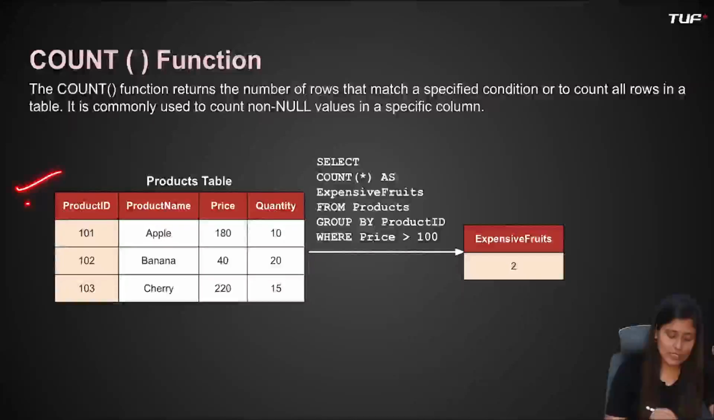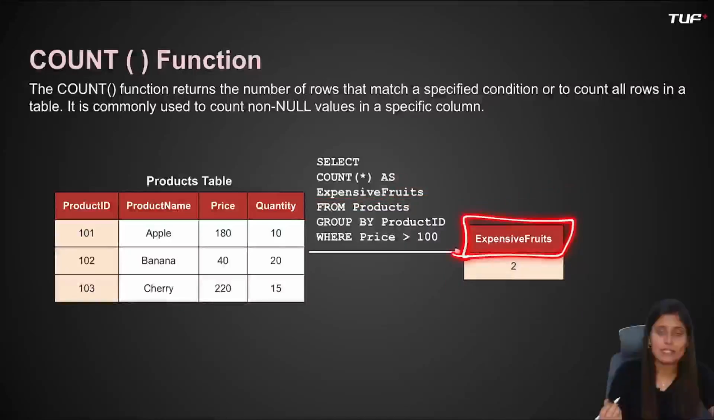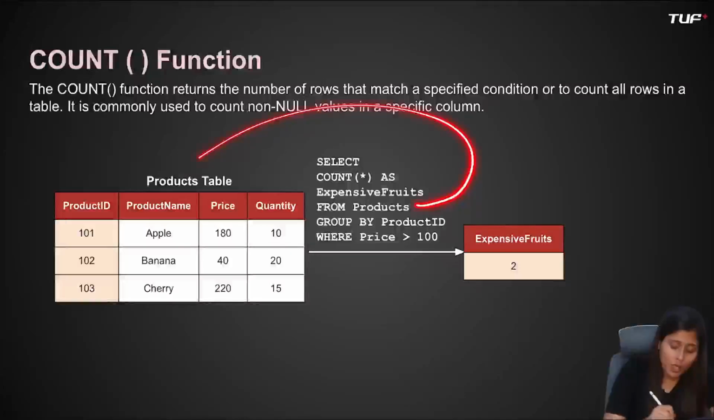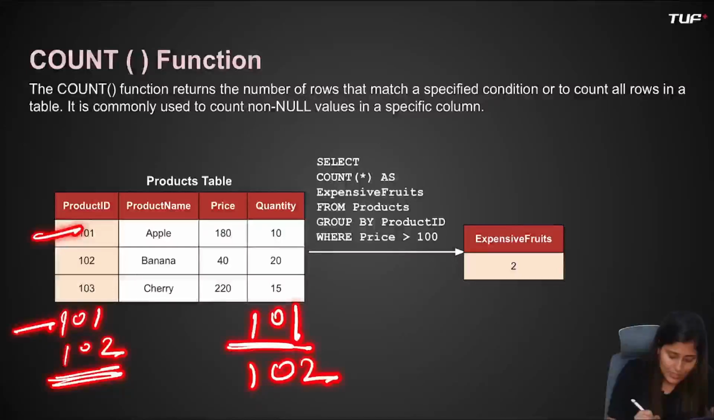If you look at this product table, we have product ID, product name, price and quantity as attributes, and we have 3 rows inserted in it. We are writing the SQL query: select count of all as expensive fruit. In the result the column name will be expensive fruit, from product, so the table name is product, group by product ID. Group by product ID means if there are duplicate product IDs, 101 will be selected one time, then 102 and then 103.